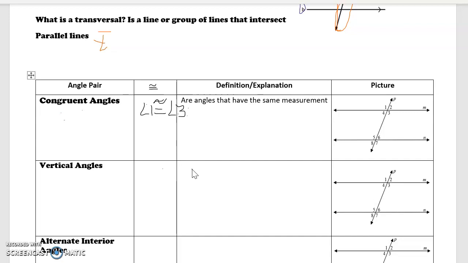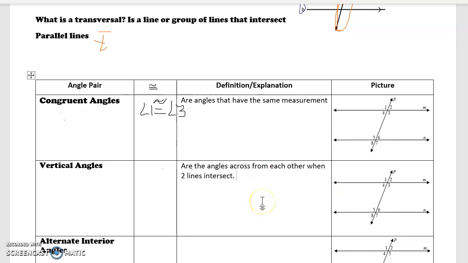Okay, vertical angles are the angles across from each other when two lines intersect. So when you have two lines that intersect, the angles that are across from each other, or opposite each other, are vertical angles.